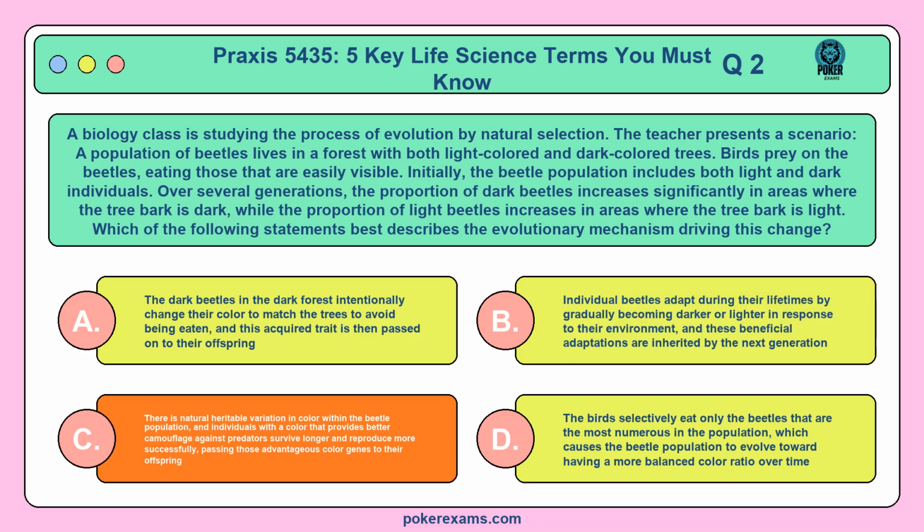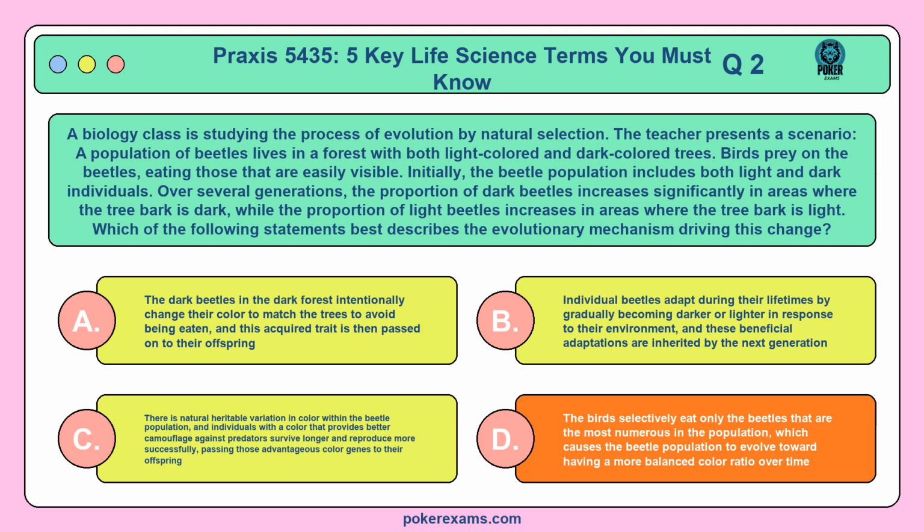C, there is natural heritable variation in color within the beetle population, and individuals with a color that provides better camouflage against predators survive longer and reproduce more successfully, passing those advantageous color genes to their offspring. Or D, the birds selectively eat only the beetles that are the most numerous in the population, which causes the beetle population to evolve toward having a more balanced color ratio over time.